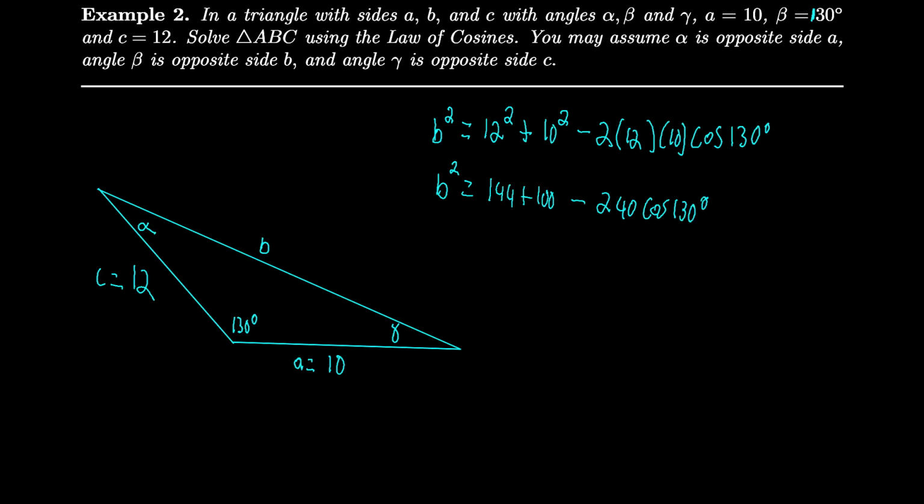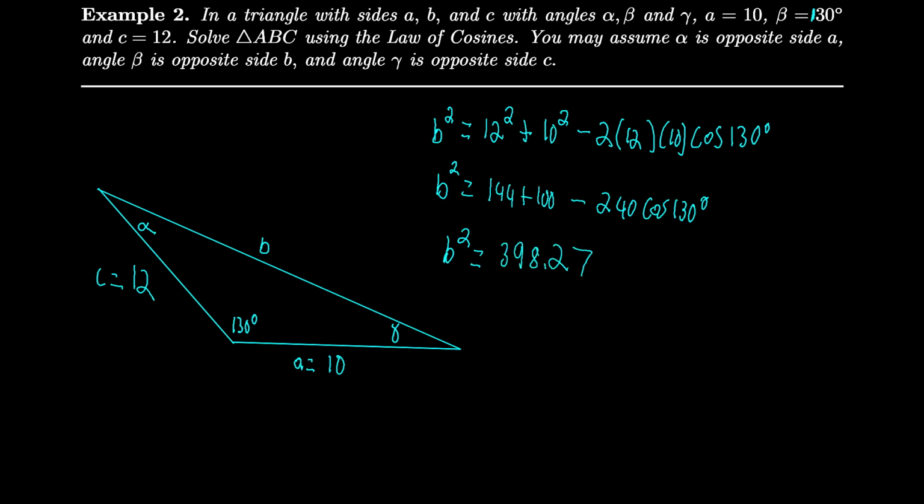Just type this into a calculator, you'll get something. So we get that B squared equals round about 398 or so. 398.27 it's telling me. So 398.27.